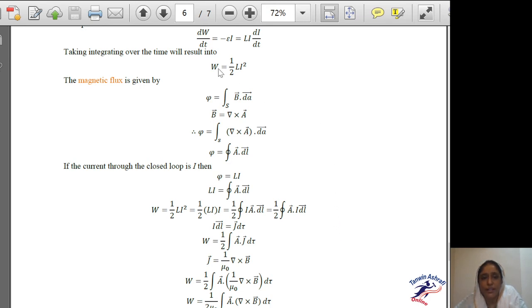Now what we have found is the work done. Work done is equal to 1 by 2 L I square, let it be 1 by 2 L I times I. Now L I we can replace by the above equation, which is nothing but the integration over a closed path of A dot dl, times I. Now, as you can see from the figure, I dl is nothing but J times d tau.